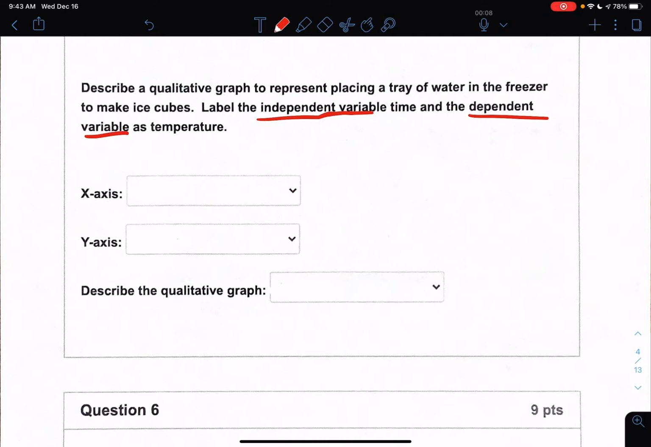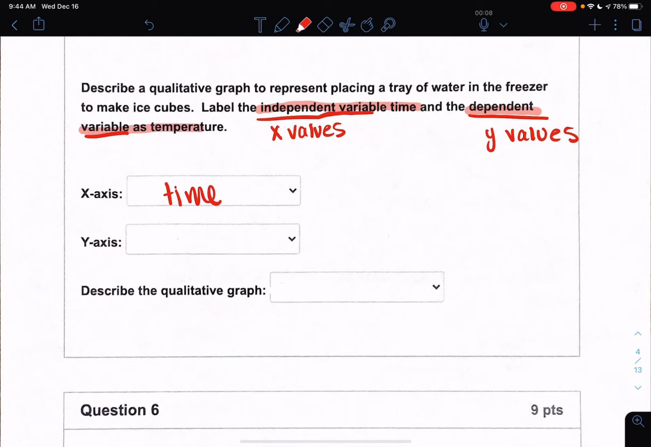So your independent is x values, or x-axis, and your dependent is your y values or your y-axis, sorry. Now, looking at what independent represents, independent variable time, okay? So that means that my x-axis is going to be time. And then looking at what my dependent variable represents, it says dependent variable as temperature. So my y-axis is going to be temperature.